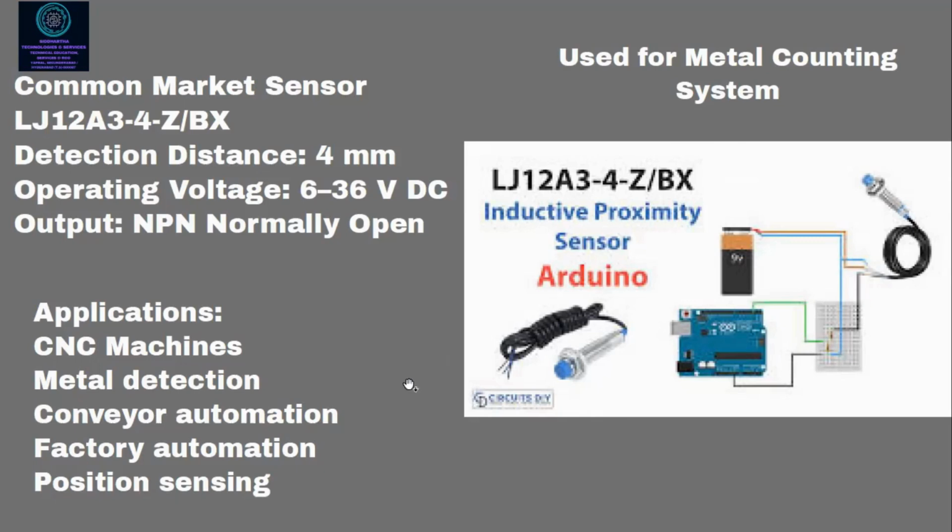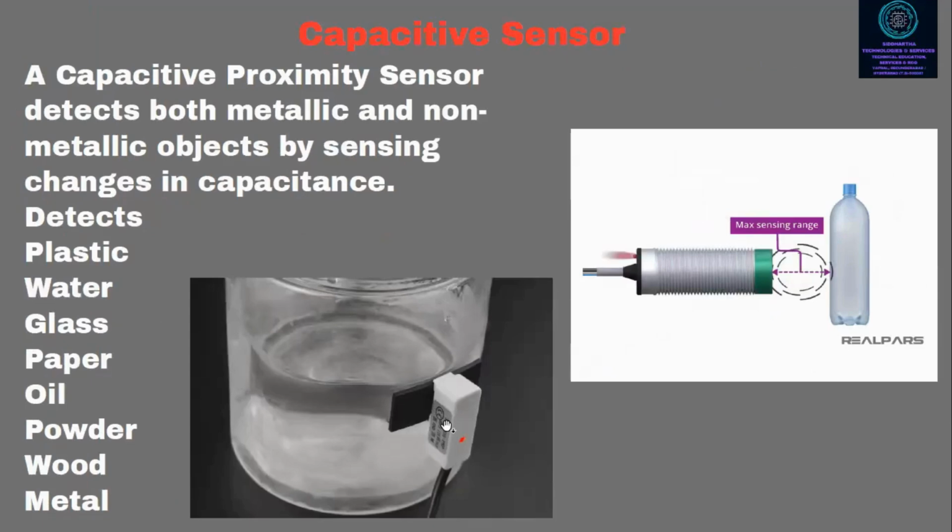So let's go to another type of sensor, that is the capacitive sensor. As the name suggests, capacitive, that is capacitors. A capacitive proximity sensor detects both metal and non-metal objects by sensing change in capacitance. The dielectric material changes between the two plates, so that will be taking place in this type of sensor.